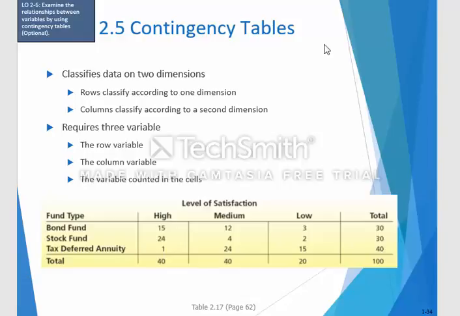And 2.5, contingency tables. This is going to be something that we are going to focus a lot on and use a lot in this class. The main thing is that this classifies data in two dimensions. Rows classify one dimension, columns classify another dimension. In the columns right here, we're classifying the level of satisfaction. In the rows, we're classifying fund type: bond fund, stock fund, tax deferred annuity.